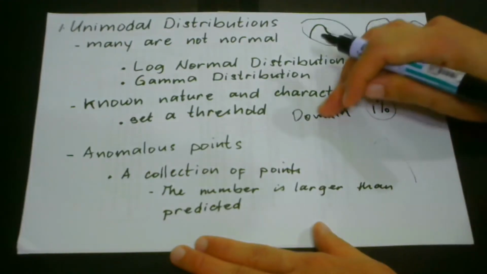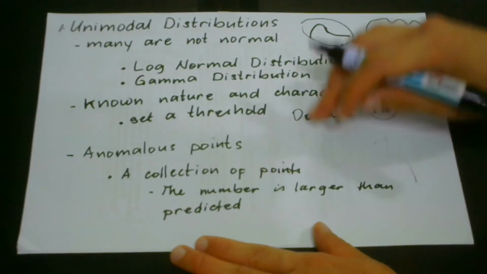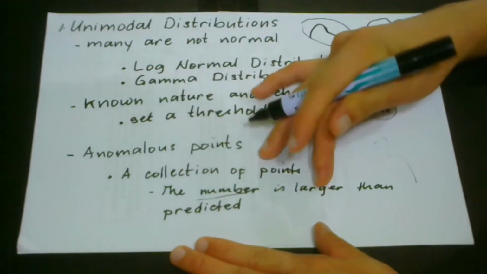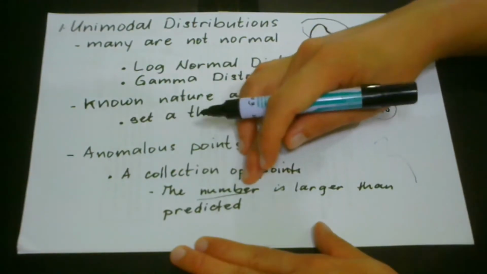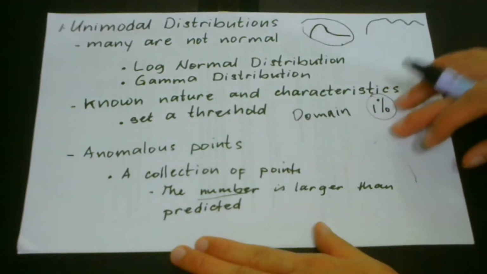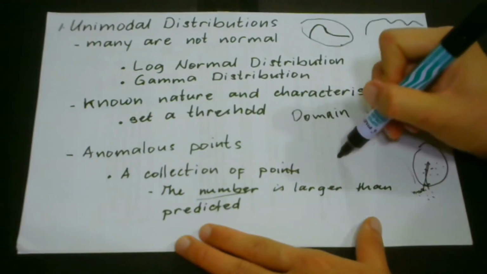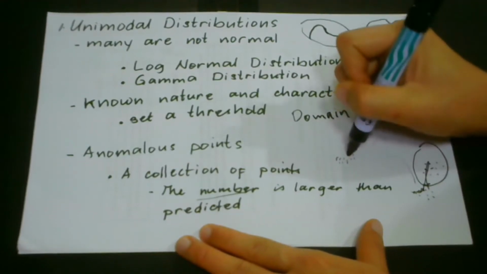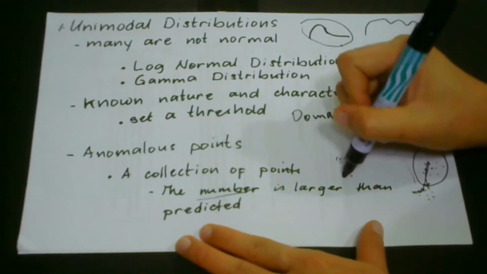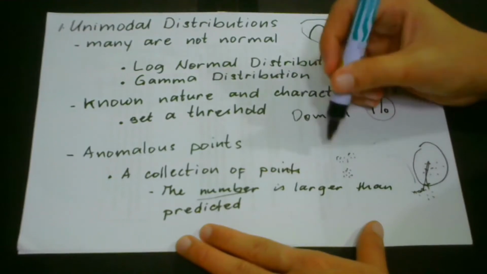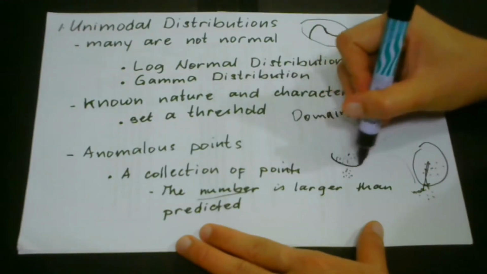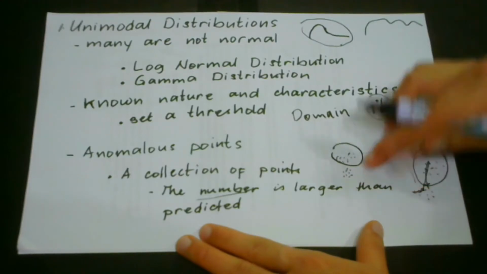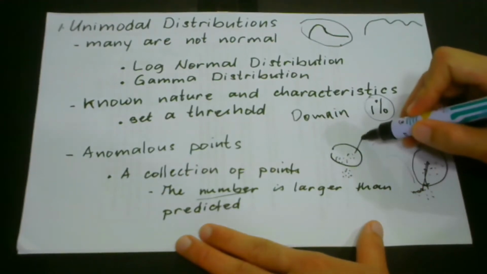A certain collection of points can be considered anomalous if their number is larger than predicted with the statistics of our distribution. Say, for example, our data points are just here and our predicted points are just here. Then we can say that these points, because these are higher in comparison to this predicted value, we can consider them to be very anomalous.